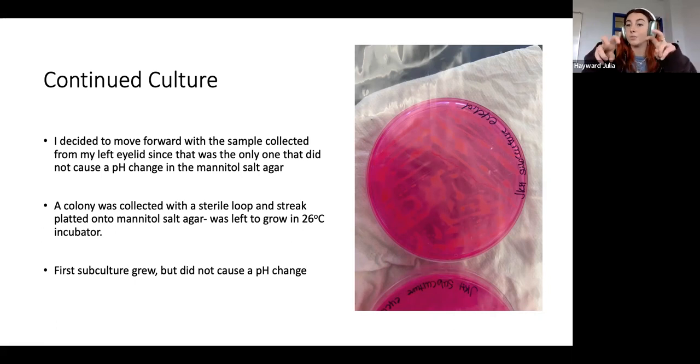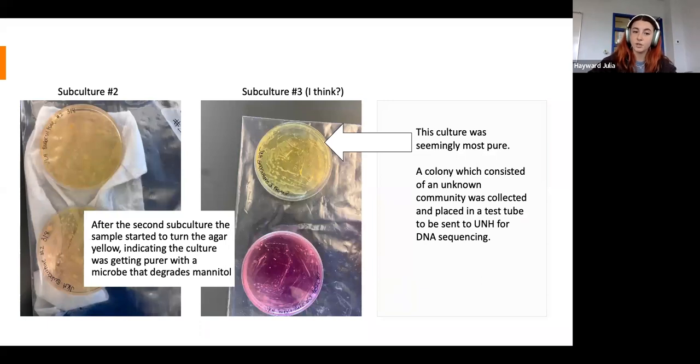Also let that grow in the same conditions in the incubator. And this first subculture also, I did not see a pH change. So I'm guessing that there was sort of a very mixed community and there was not enough bacteria to ferment this mannitol and produce that acidic byproduct to see a pH change. But as you can see, as I continue to subculture, this was my second subculture, definitely a stage up from that very pink color, working towards that yellow color, which we see here in subculture 3.